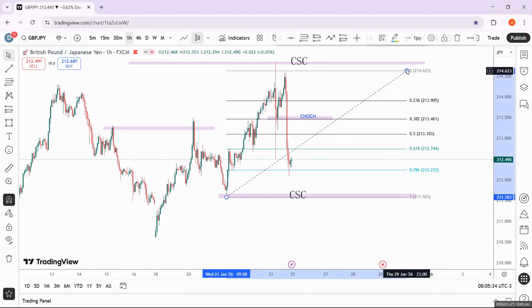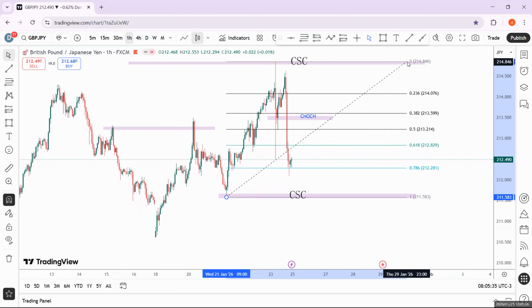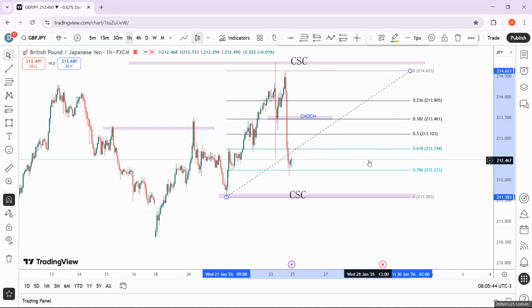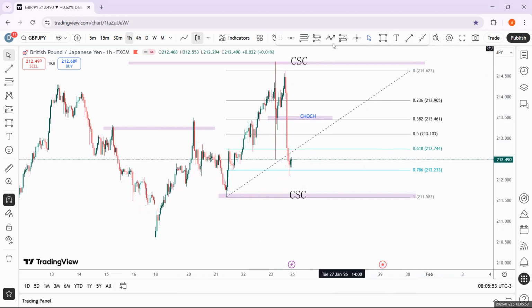Some of you might want to use the high point right here, but because it's just a wick, I prefer to use something with a bit of body right here. So now what is happening right here? Here we can see prices at the 78.6, rejecting the 78.6, allowing us to know that there's a high probability that the retracement has ended at this 78.6.